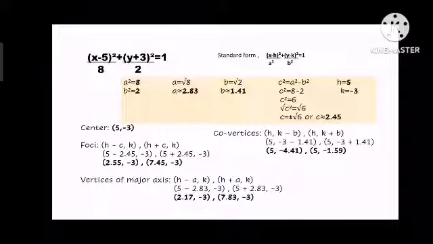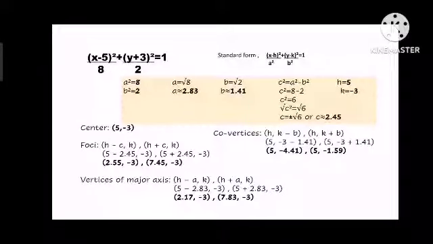And now, let's find the center, foci, vertices, and co-vertices of the equation. Looking at our equation, since we have quantity x minus 5 and quantity y plus 3, the center of the ellipse would be 5 and negative 3.